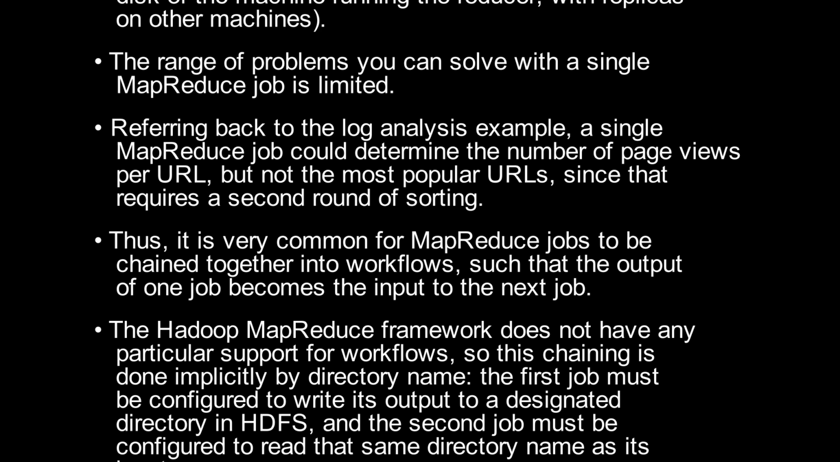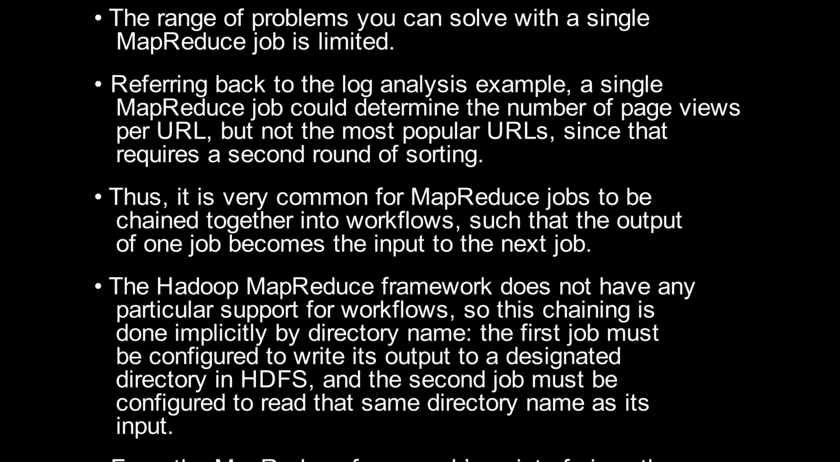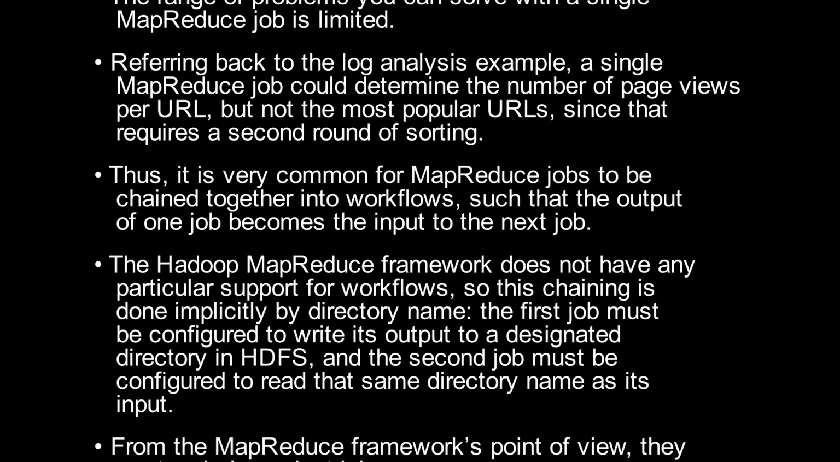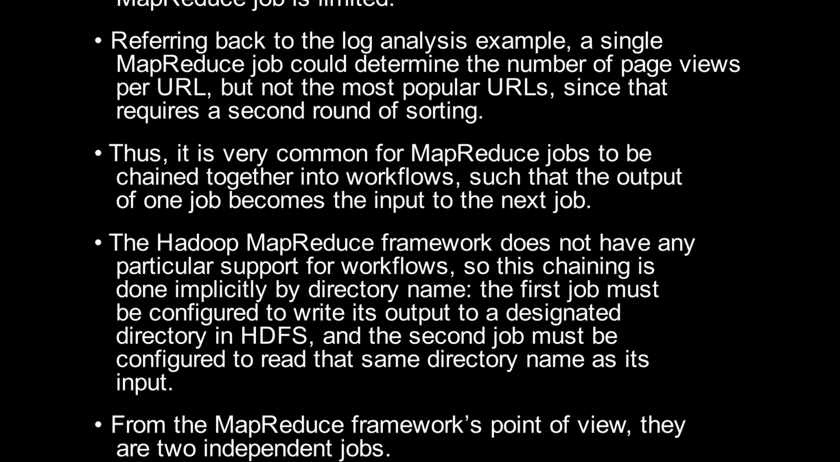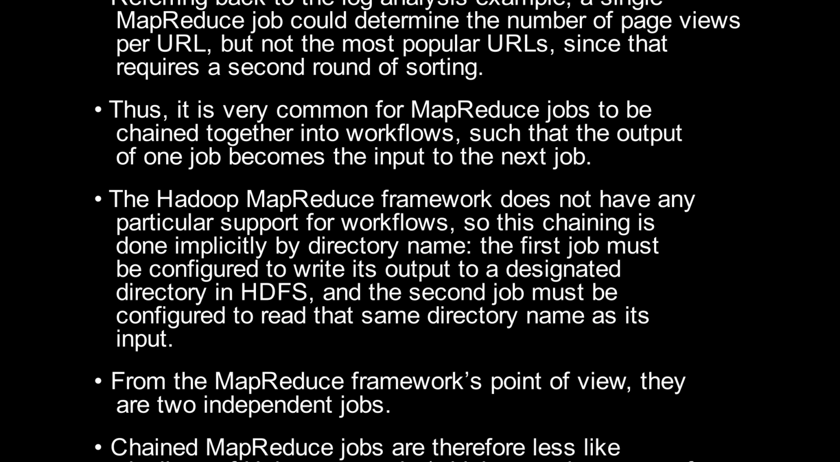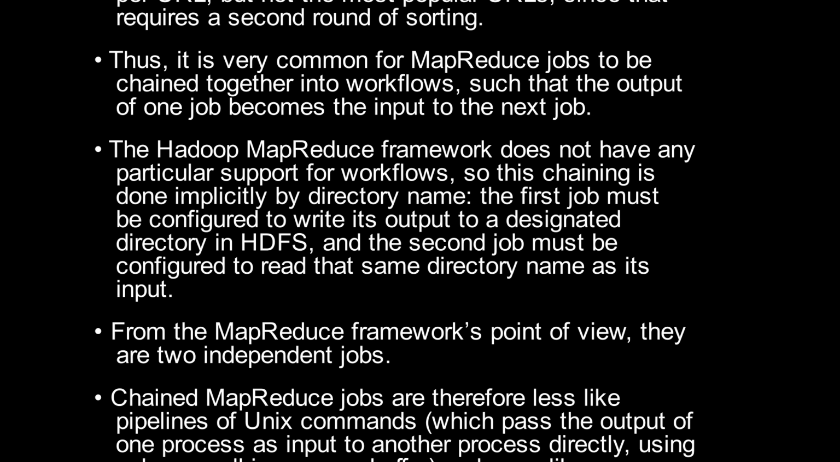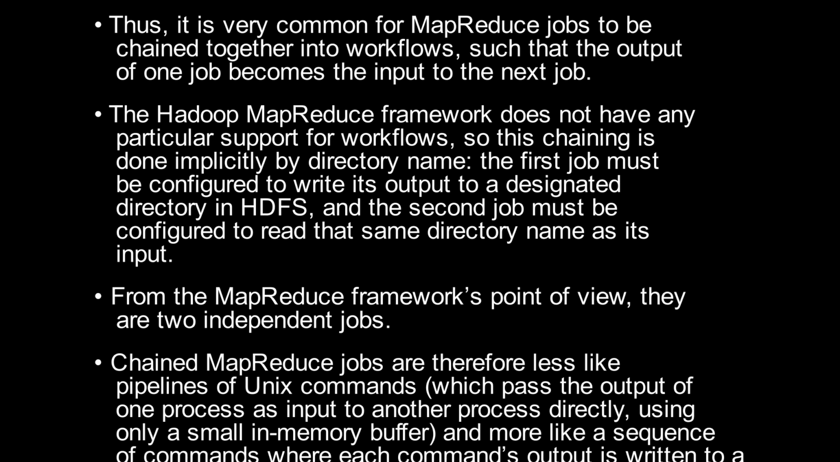The Hadoop MapReduce framework does not have any particular support for workflows, so this chaining is done implicitly by directory name. The first job must be configured to write its output to a designated directory in HDFS, and the second job must be configured to read that same directory name as its input. From the MapReduce framework's point of view, they are two independent jobs.